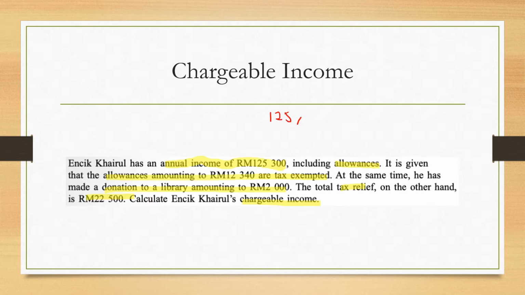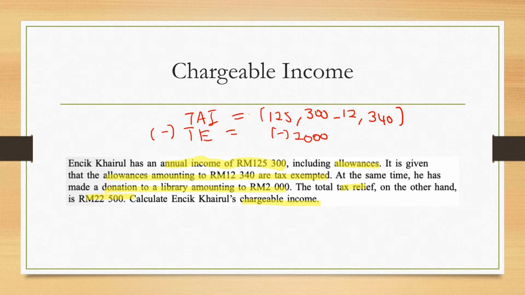So 125,300 minus 12,300 first. That's your total annual income, let's just say the TAI. Then you minus your tax exemption, TE, 2,000 ringgit, because it says here donation, referring to tax exemption. So again, the question is not direct to you. You need to be aware that donation is referring to tax exemption.